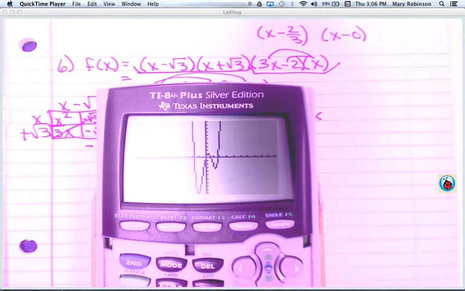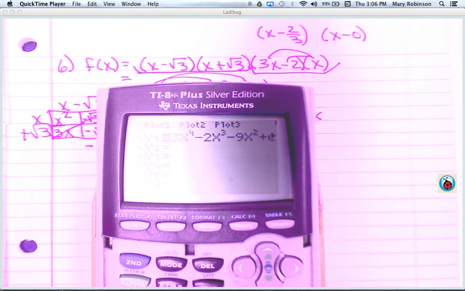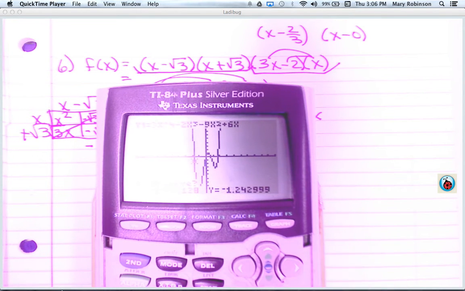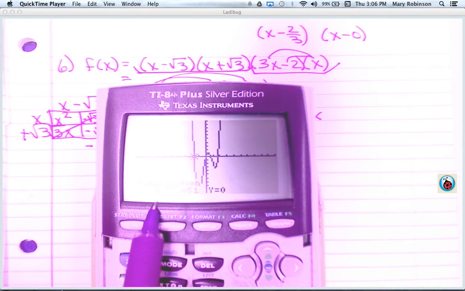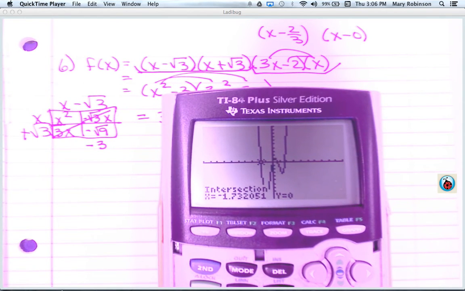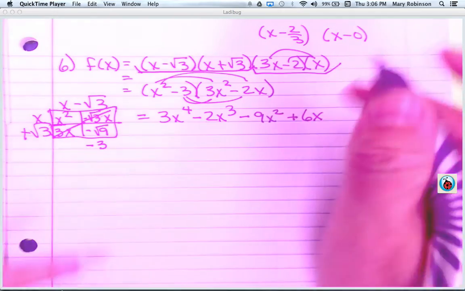Looks good. And in fact, if we had 0 in here, we could do second trace 5 just to make sure. And of course it crosses at 0 also. And there's that negative 1.73 value we were talking about for the square root of 3. All right, so we have verified that that is correct.